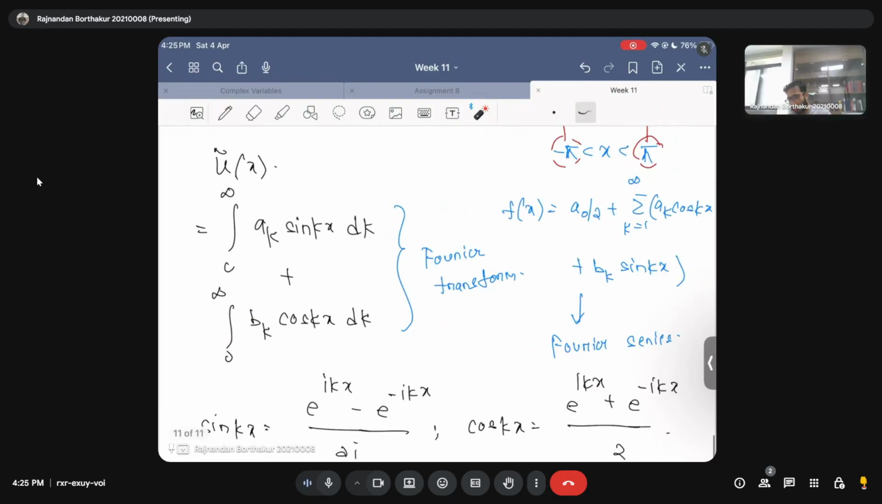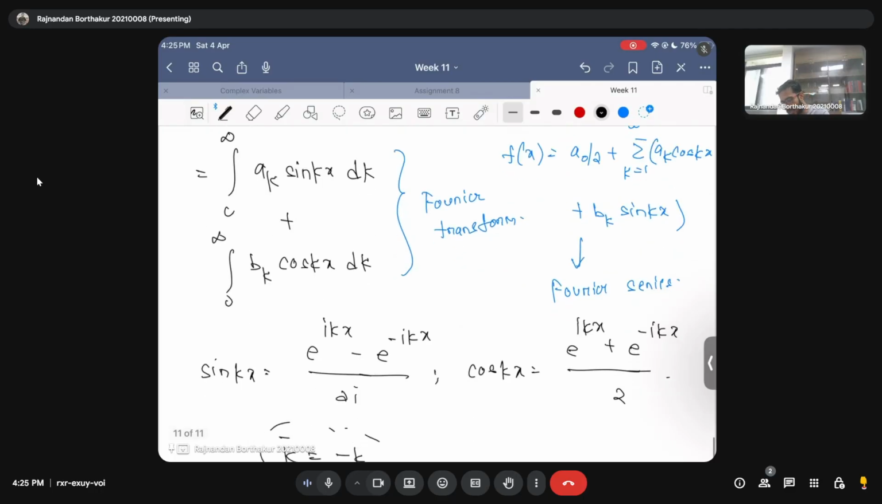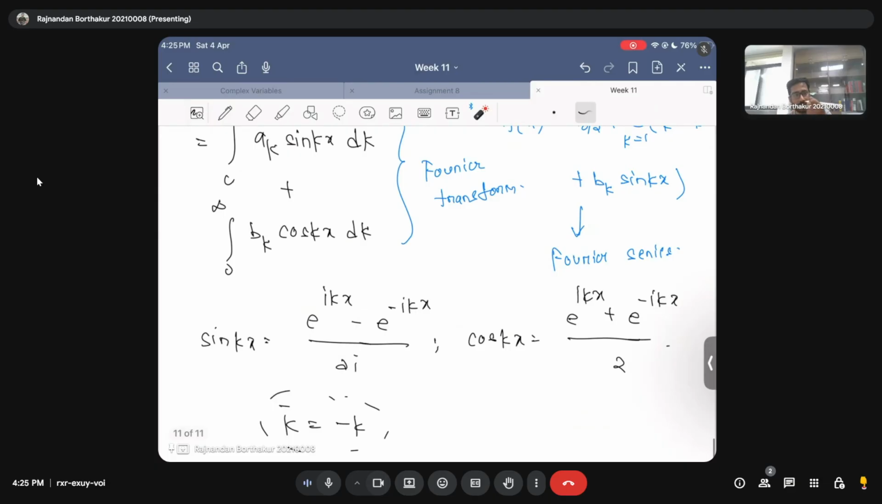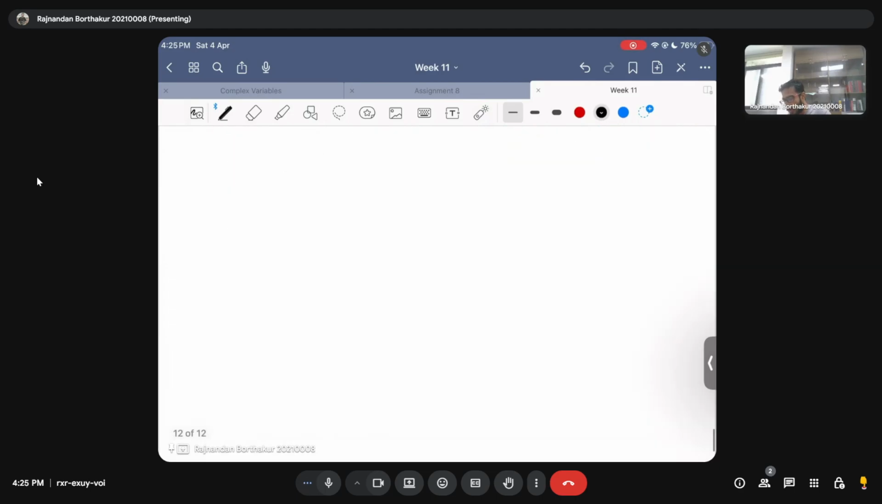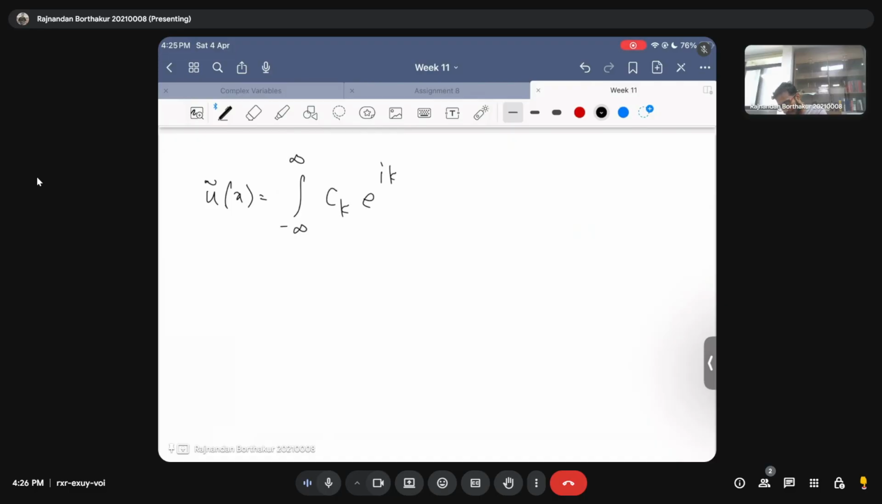And then I'll not do the steps, because I know this is beyond the scope of this discussion hour, but that's the idea. What you need to do is substitute that sine kx is equal to this, cos kx is equal to this, and in one of the integrals do this change of variable. And then eventually you will see that your u tilde of x can be written as integral from minus infinity to infinity of some ck e^(ikx). Okay, this is precisely how the form of u tilde is chosen.